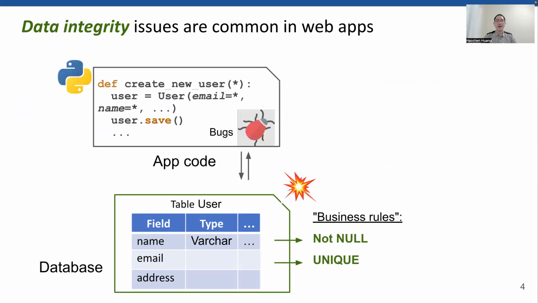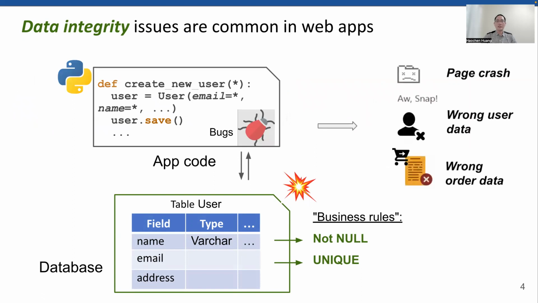Unfortunately, we commonly see bugs in the application code that insert data that violates the rules. And it could lead to severe consequences, such as crashing the page and corrupting the order and user data.